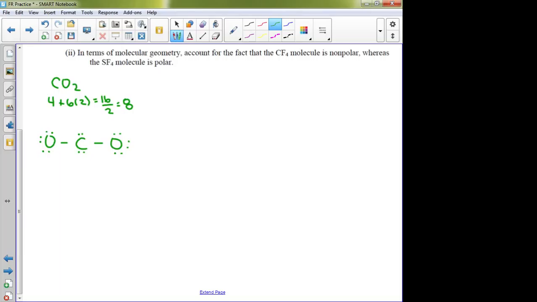Why did I put the lone pairs on carbon? Because carbon has to have 4. It won't be satisfied with less than 4. So I have to put either lone pairs there or I've got a double bond there. And when I put the lone pairs, I realized I've got too many bonds. So that means I need to change these lone pairs to what? Double bonds.